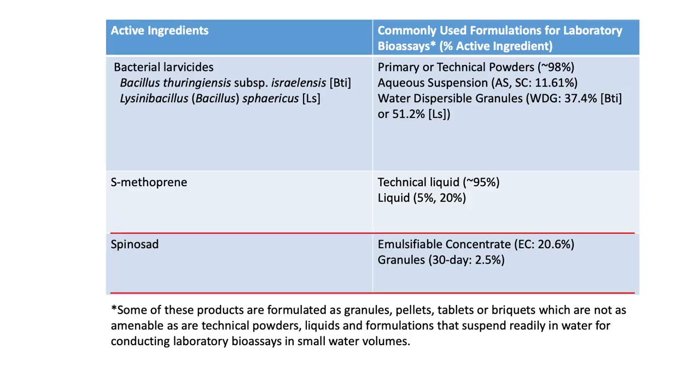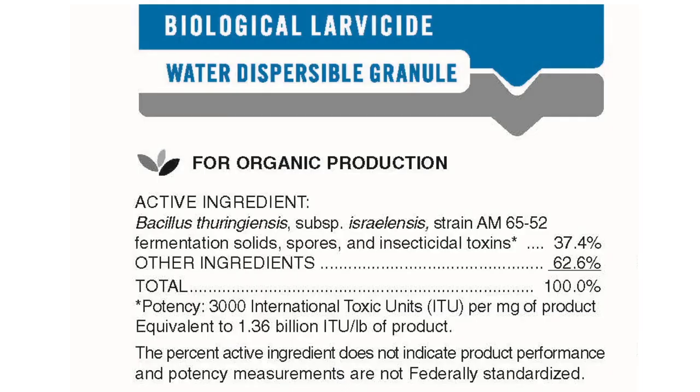A third type of control agent works by contact and ingestion. Spinosad is derived from a bacterium and consists of neurotoxins for several groups of insects. The percentage of spinosad in formulated products differs. For example, spinosad can range from 2.5 to 20.6% of commercial formulations. In order to calculate the concentration of active ingredient in a bioassay, the investigator needs to know the percentage of the active ingredient in each formulation being assayed.